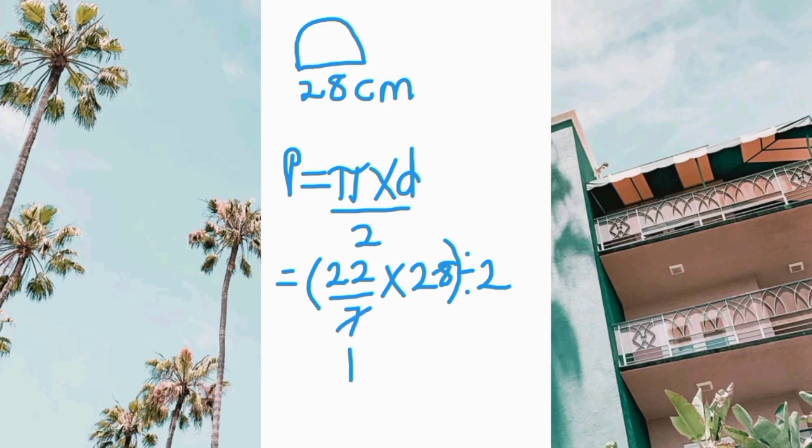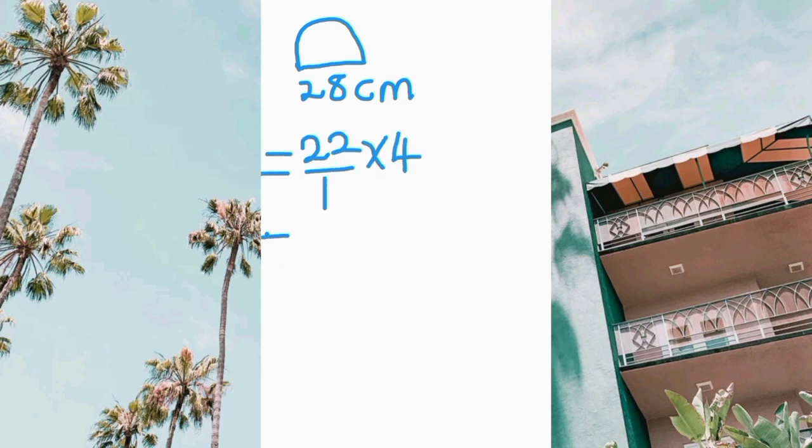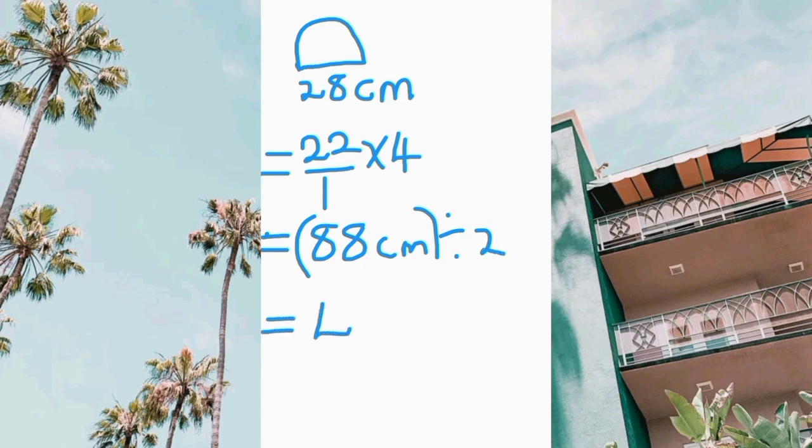7 into itself is 1. 7 into 28 is 4. So 22/1 times 4 gives us 88 centimeters. Remember, we're not yet done. We have to divide by 2. So 88 divided by 2 gives us 44 centimeters. And that is our perimeter for the part of the semicircle.